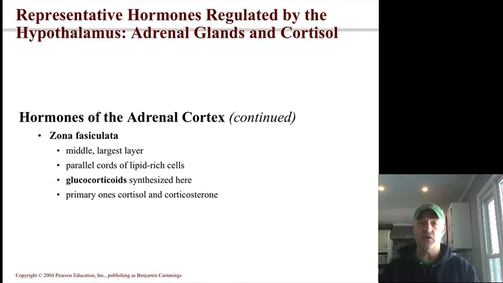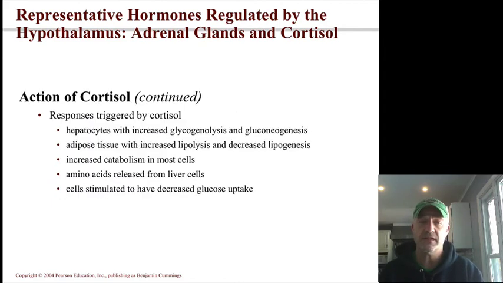The middle layer is called the zona fasciculata. It is the largest layer here. Lots of these little cords of these lipid-rich cells. Again, this makes glucocorticoids, cortisol and corticosterone being the main ones here. Both of these hormones are going to be involved in making more glucose available in the bloodstream. So this triggers hepatocytes, for example, to break down more glycogen, make more glucose, tells fat cells to break down more lipids to release some of those fatty acids. We get increased catabolism in a lot of cells, more amino acids being released, and we're going to see that cells tend to have a decreased glucose uptake when the cortisol is present.